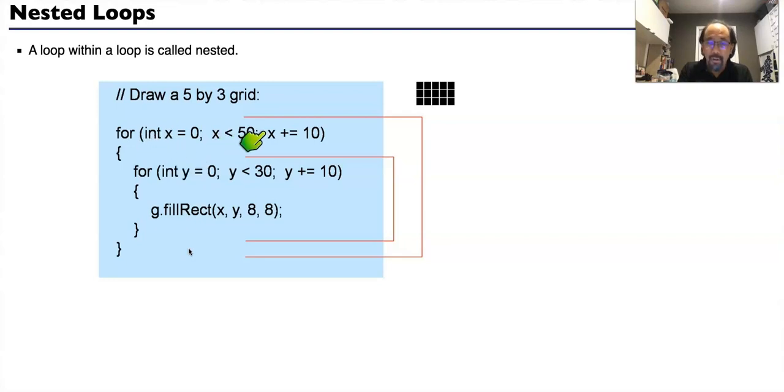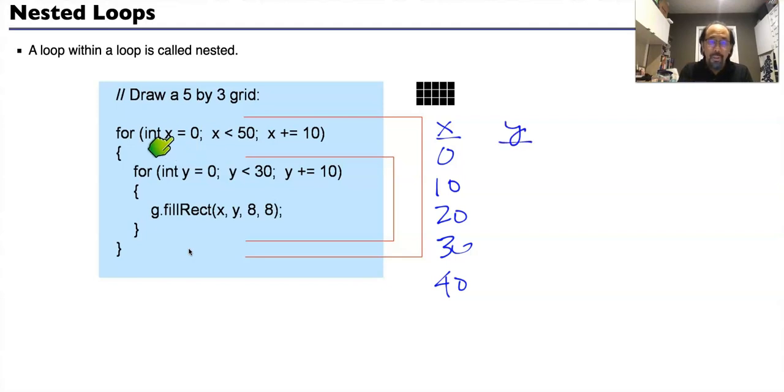So let's look at the outer loop. The outer loop starts at an x value of 0, then increments by 10 until it hits the value of 40, and then once it hits 50, it stops. Okay, then let's think about what happens with the y value now.